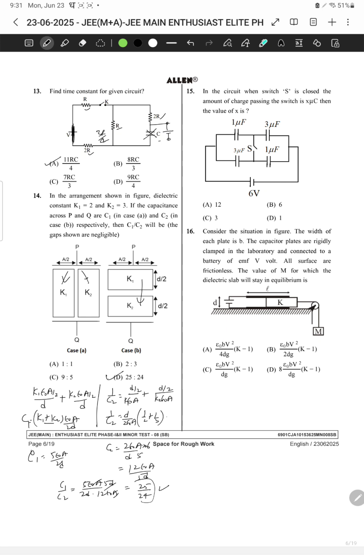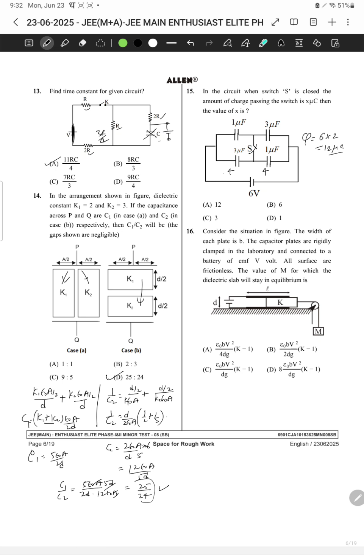Question number 15, when the switch is closed, what is the charge flow? So when it is closed, these are in parallel. So 3 plus 1, 4, and 4 into 2... so the charge is 12 microcoulomb.